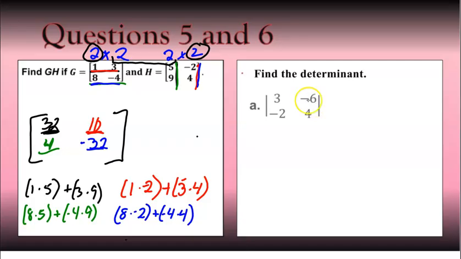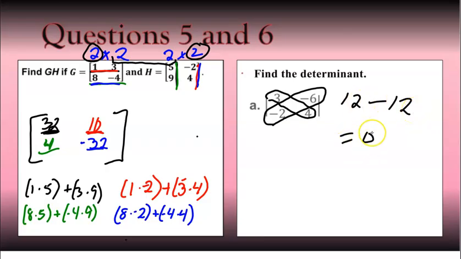So to find the determinant, I'm going to start in the upper left-hand corner, and I'm going to go diagonally and multiply. So 3 times 4 is 12. And then I subtract, going diagonal the other direction, starting in the lower left. -2 times -6 is a positive 12. And 12 minus 12 is equal to 0.